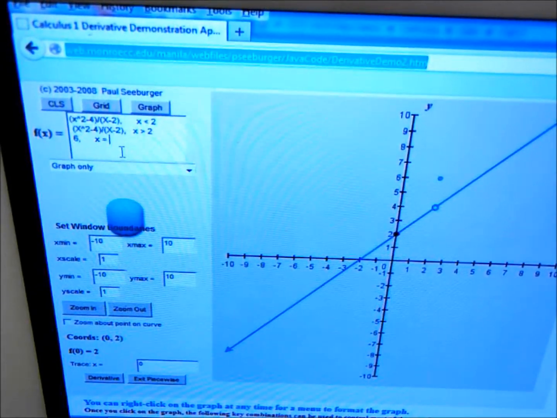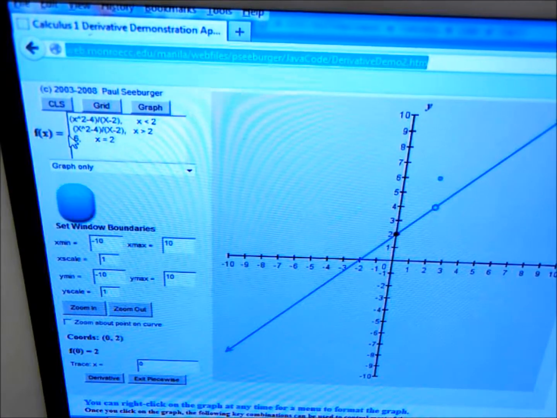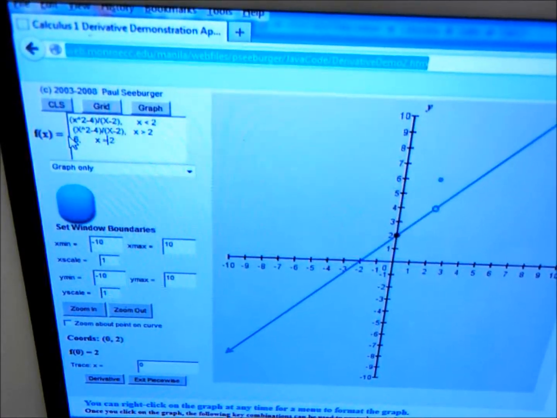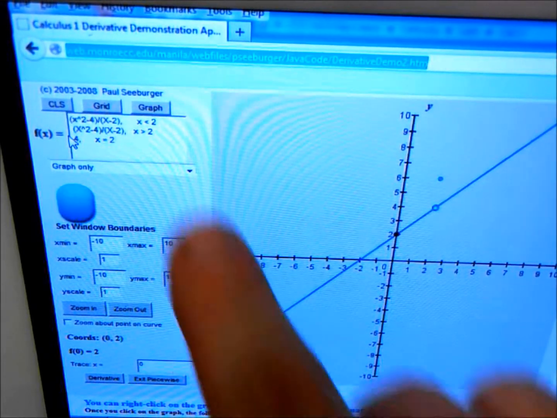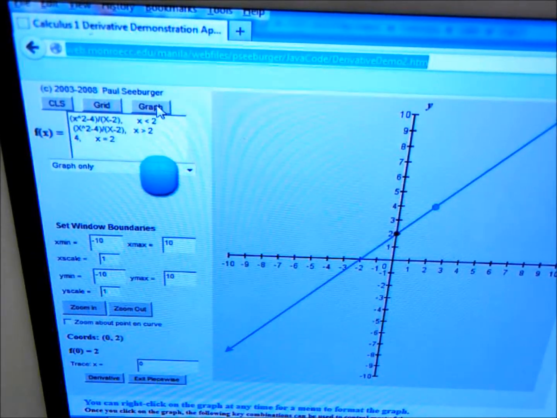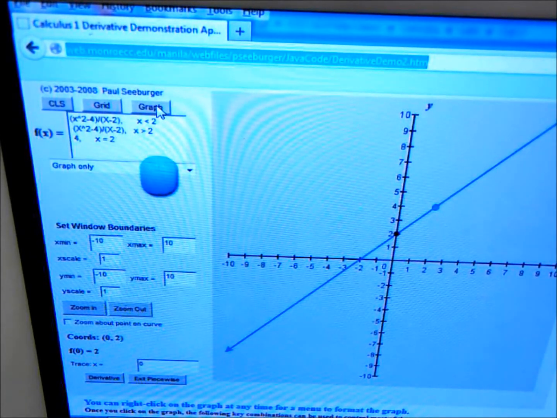This is a lot easier to do on a computer. But unfortunately, the computer won't capture on my document camera, so I had to use the iPad. Now we have a continuous function.